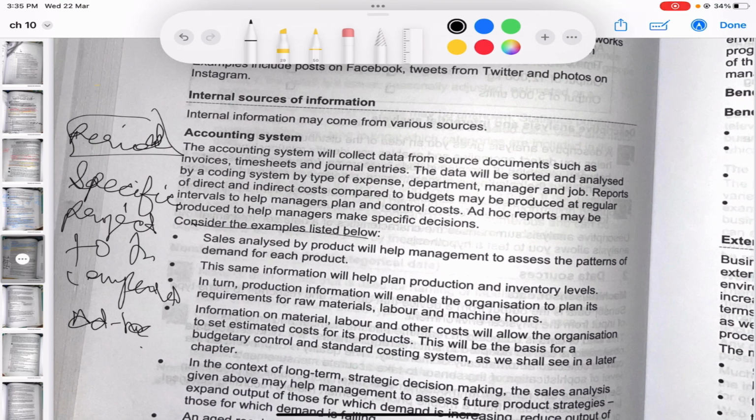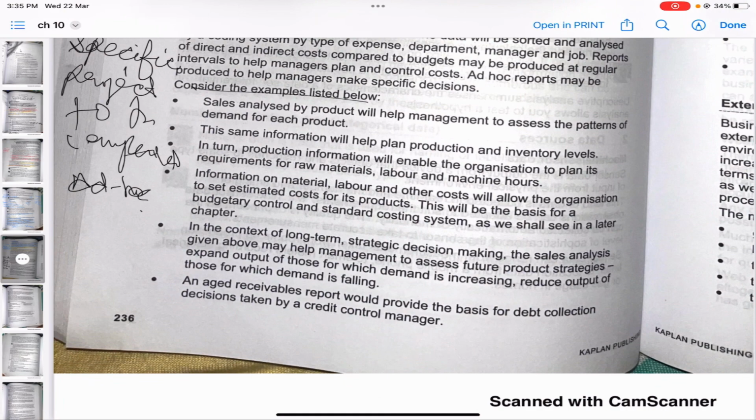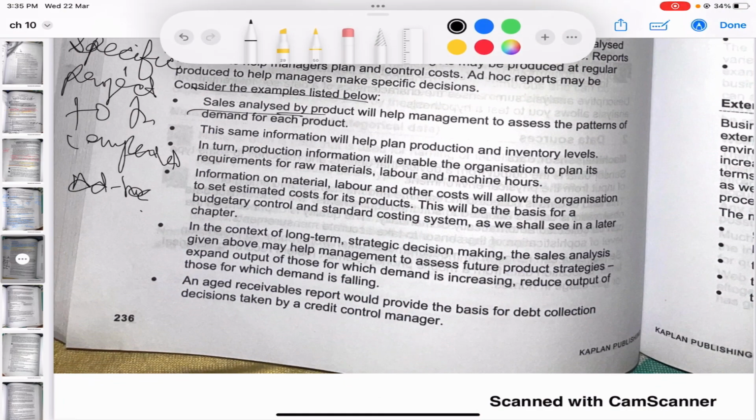Consider the examples which are listed below. Sales analyzed by product will help management to assess the patterns of demand, right? When you analyze sales, you will understand what kind of demand is there. The same information will help plan production and inventory levels. So you can use the same sales information which was given in your financial statements, accounting statement, and use it to make decisions for something else. So that is how you can use the accounting information in your management.